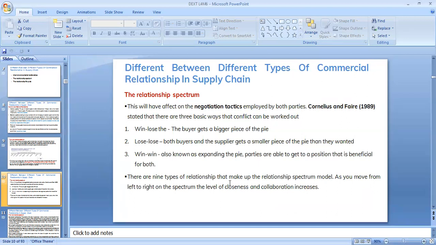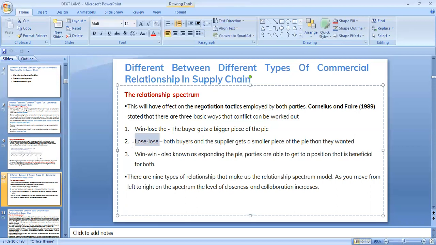So we have three kinds of strategy to look into. We have the win-lose strategy. The win-lose strategy is when the winner gets the biggest part of the pie. Number two is the lose-lose strategy, where both the buyer and the supplier get a smaller piece of the pie than they wanted. Nobody's getting anything good out of it. At the end of the day, both parties are losing out.